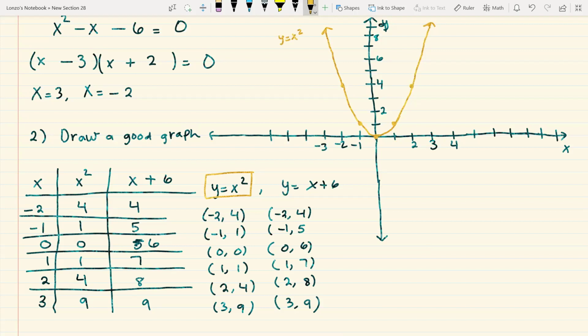Now let's use another color. Let's use bronze for the linear line, y equals x plus 6. So -2, 4 is right here. -1, 5 right there. Then 0, 6, 1, 7, and 2, 8.